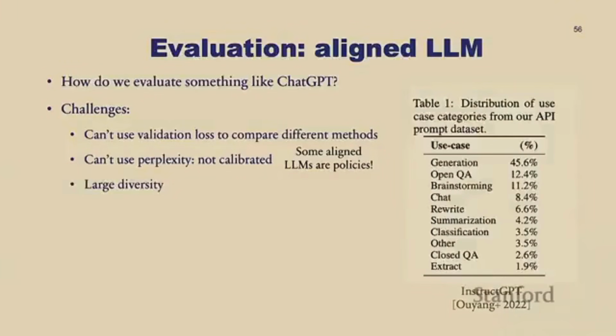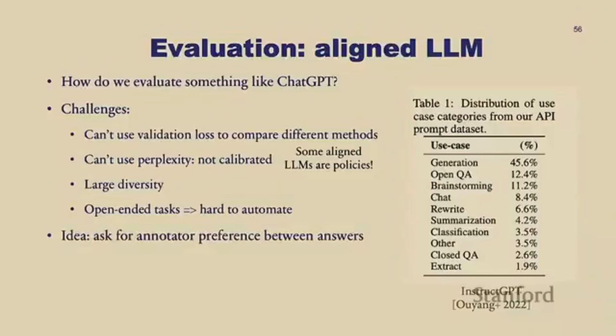Third, there's a large diversity of questions that human might ask to these models. Generation, open QA, like some question answering, some summarization, and all of these things. So there's so many things you have to cover. Then the tasks are really open-ended. So it's very hard to automate. So that's what you were alluding to before.